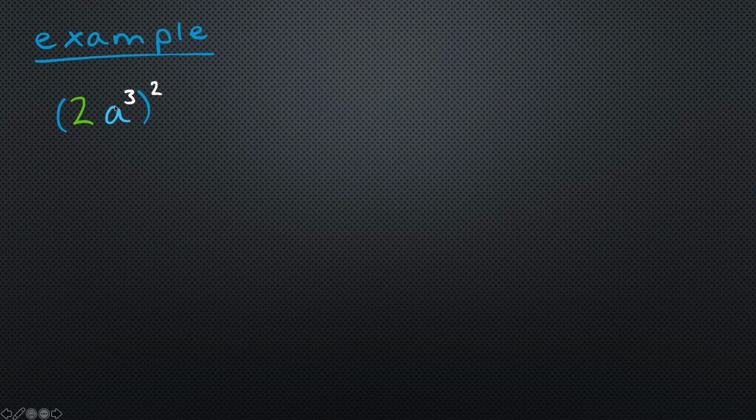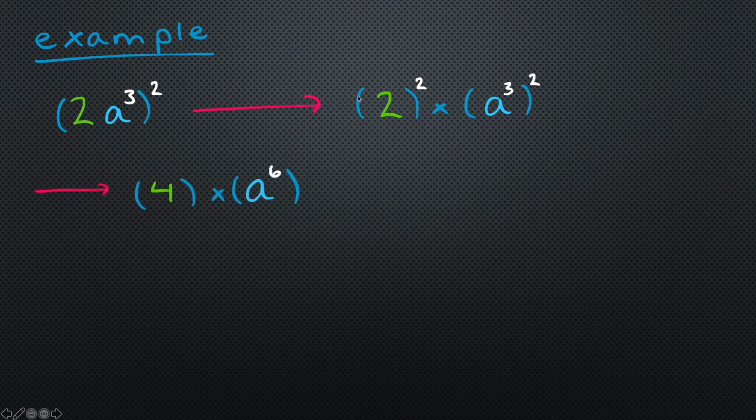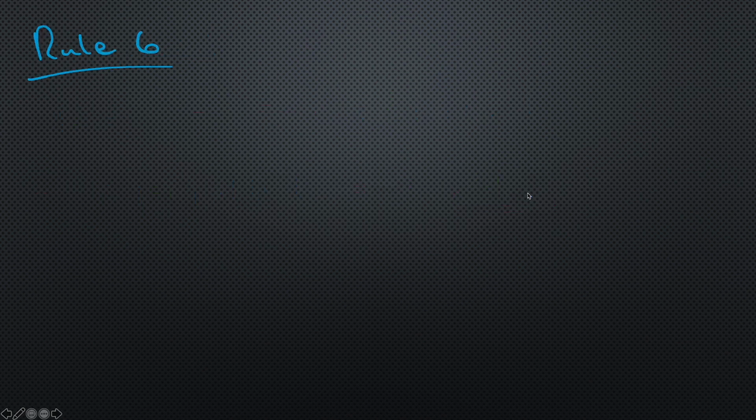Now here, what we have to remember to do is actually square all the terms inside the brackets, because the brackets aren't just covering the a cubed, the brackets are covering everything. So we need to do 2 squared, which we know is just 4, and then we need to do a cubed squared, which we know from our new rule is a to the power of 6, and then 4 times a to the power of 6, it's just 4a to the power of 6.